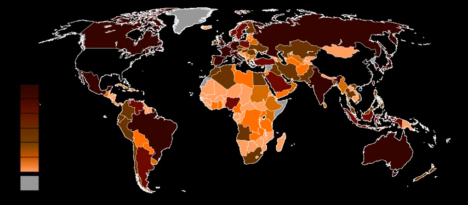GDP can be determined in three ways, all of which should, in principle, give the same result. They are the production or output or value added approach, the income approach, or the speculated expenditure approach.